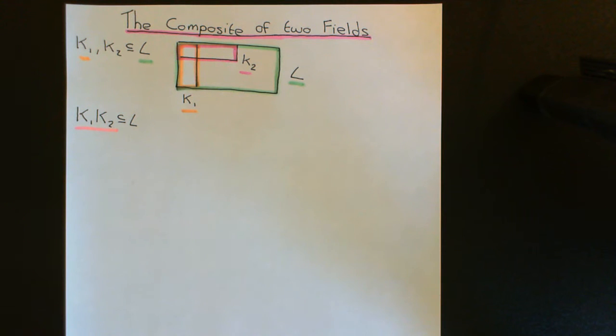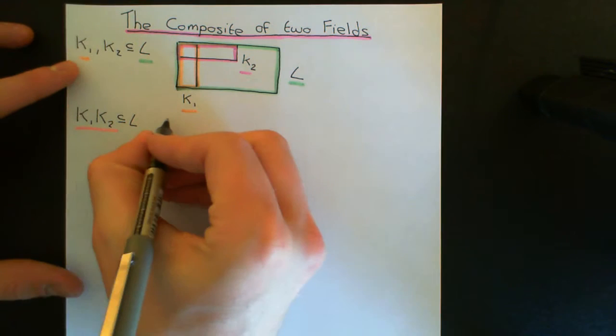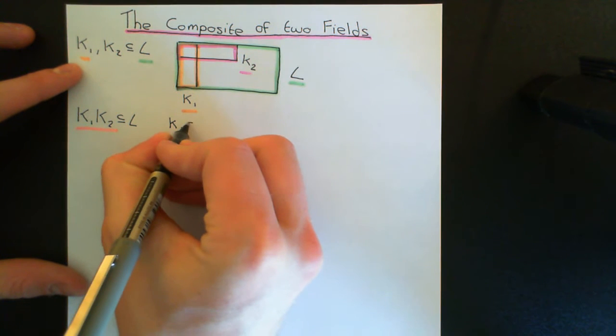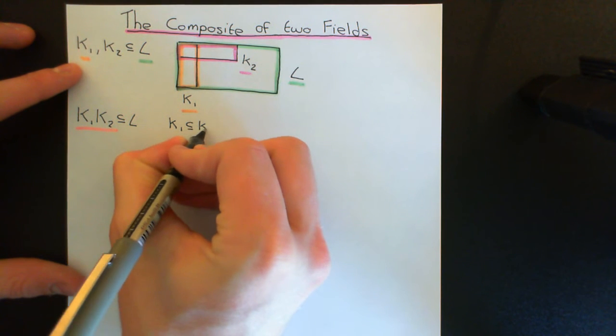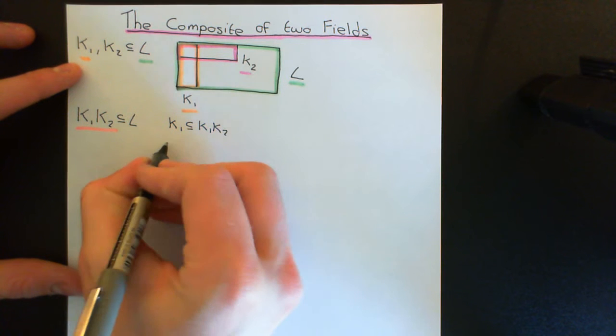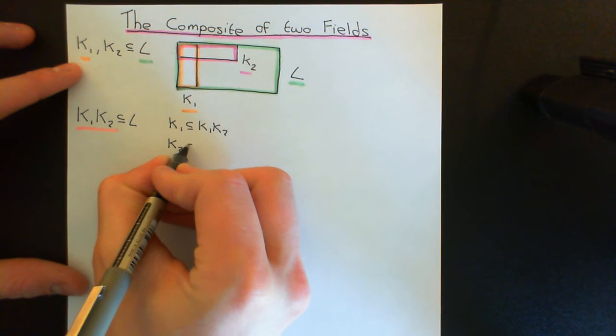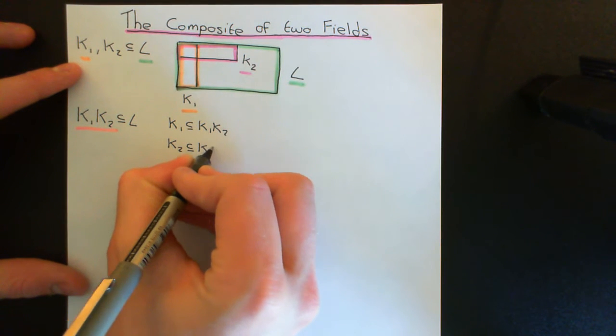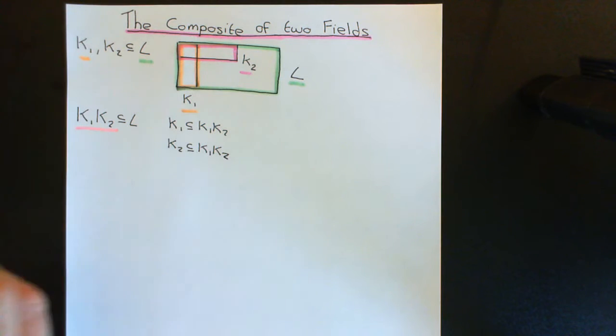So the composite of K1 and K2 is going to be a subfield of capital L, and it's going to be the smallest subfield of L which contains both K1 and K2, so I'll write that down. K1 is going to be completely contained within the composite of K1 and K2, and also K2 is going to be completely contained within the composite of K1 and K2.